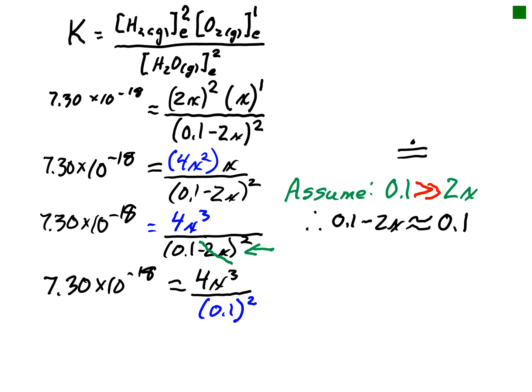So now I'm going to multiply both sides by the denominator. And so that means I'm going to get 7.30 times 10 to the negative 18 times the denominator, which is 0.1 close bracket squared, and that simply equals 4x cubed.